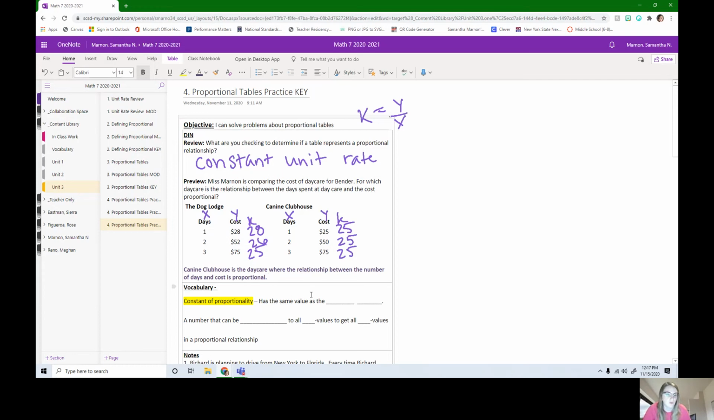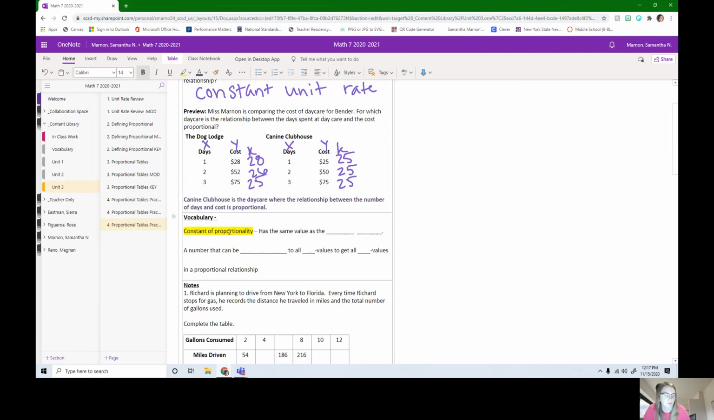So we have some new vocabulary. The one I highlighted is the most important: constant of proportionality. It's going to have the same value as the unit rate. Whenever we say constant of proportionality, it's the same as unit rate. It's a number that can be multiplied to all X values to get all Y values in a proportional relationship.